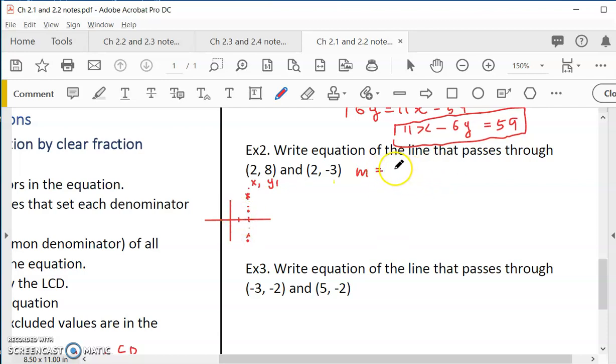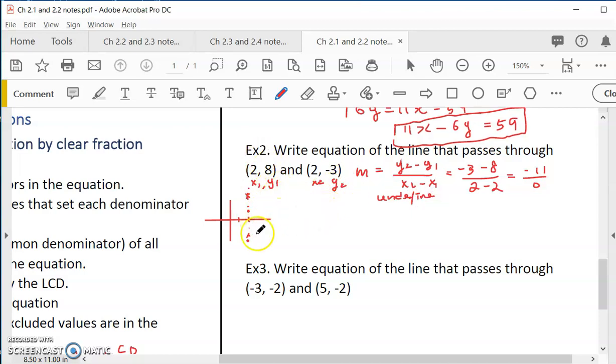If I find the slope, I would have x1, y1, x2, y2, right? Slope is y2 minus y1 over x2 minus x1, change in y over change in x. So it would be -3 minus 8, and x2 minus x1 is 2 minus 2. Oh, we have a 0 in the denominator, which is an undefined number. So undefined slope.